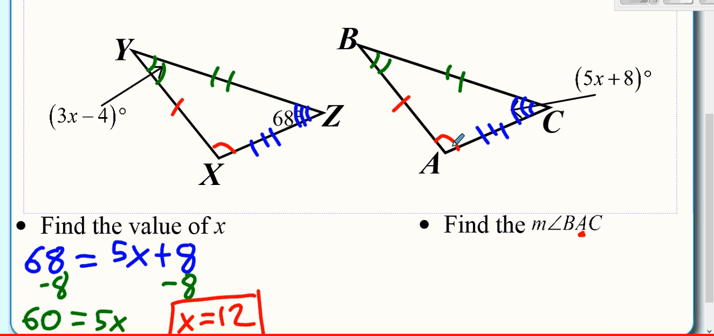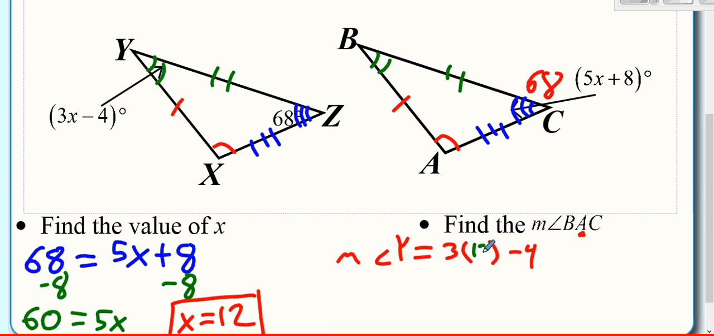So we're trying to find that angle. Well, we know this one was 68 because we just matched those up. We know Y and B are congruent, and we know X and A are congruent. So we need to know all the angles. We don't know anything about B, but we do know something about Y, because Y is 3x minus 4. So the measure of angle Y is 3 times x minus 4. And we know what x is.